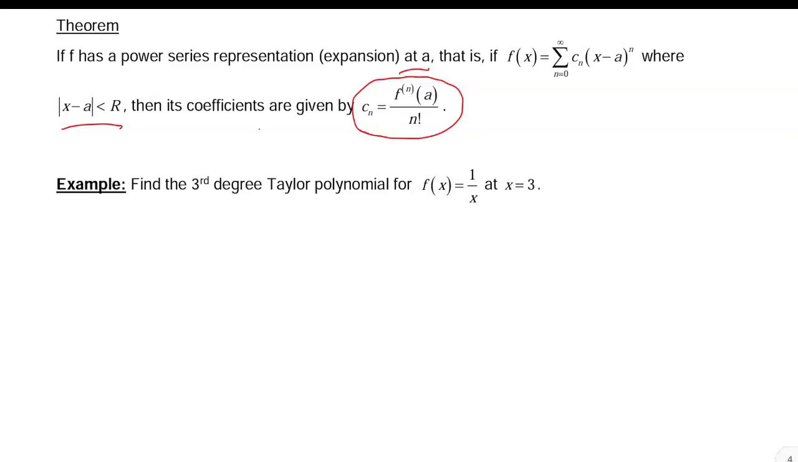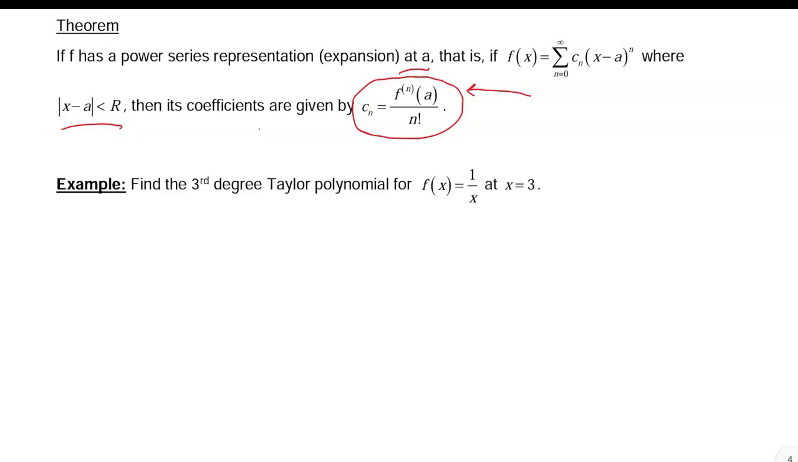It, however, does not excuse you from taking derivatives. You still need to look at the derivatives. The good news is some AP questions provide you with the derivative values, so you don't have to find them. Looking at this formula, the numerator's notation is asking for the value of the derivative at A. That's what that notation means. And then you know what n factorial means.